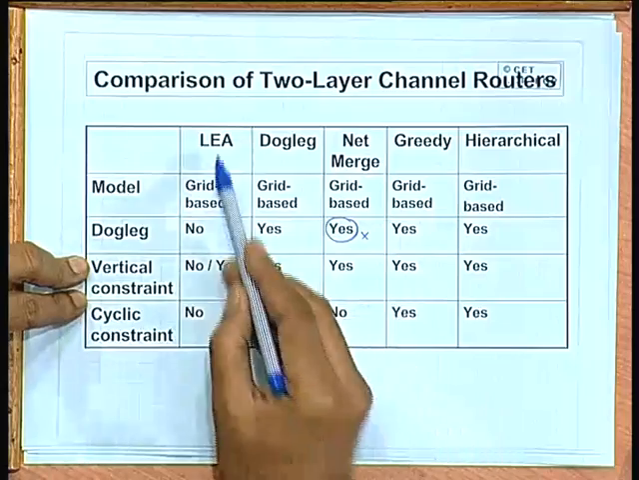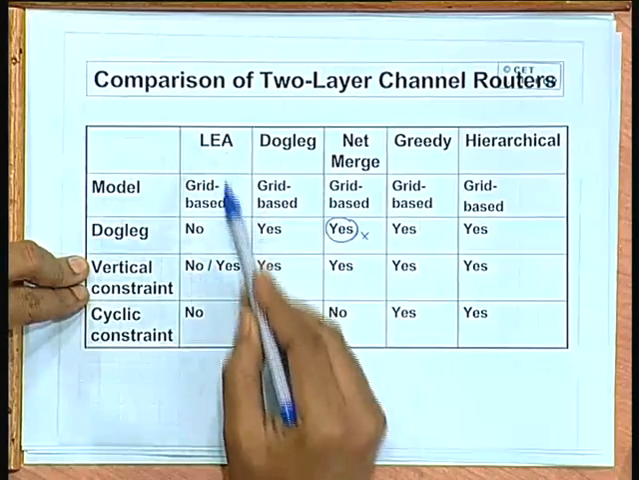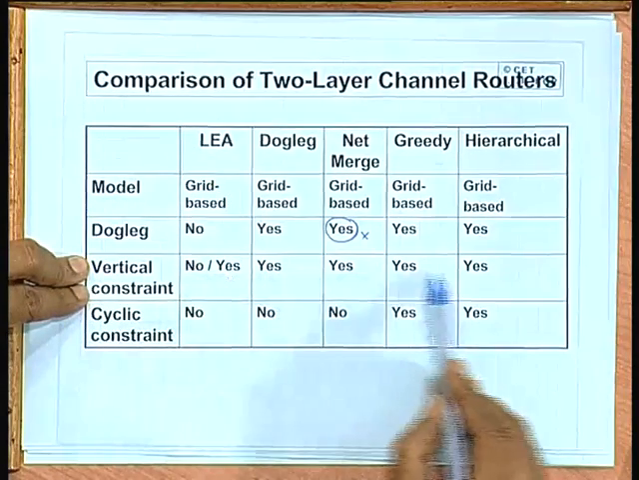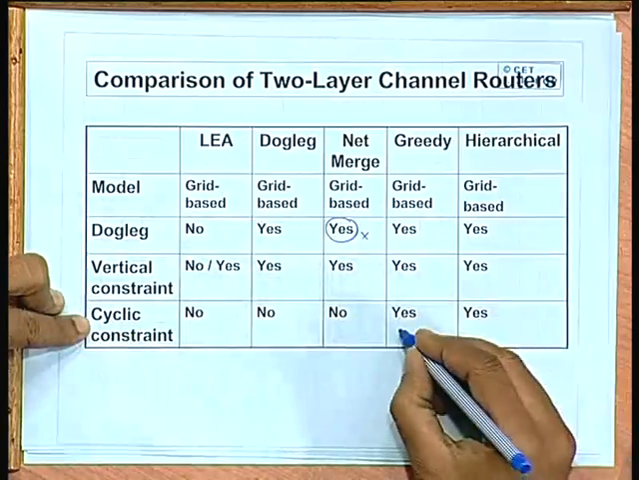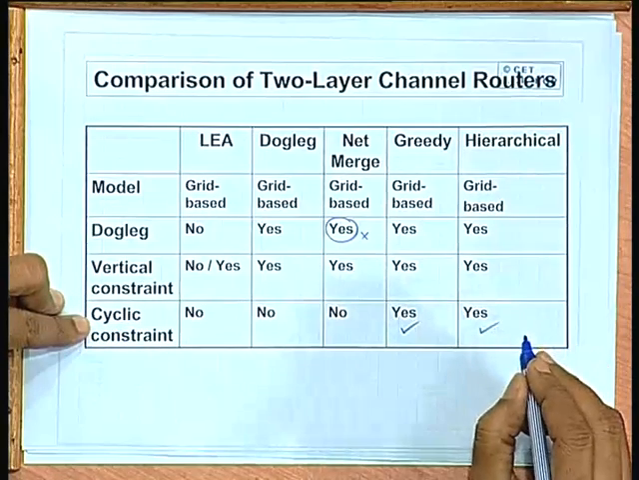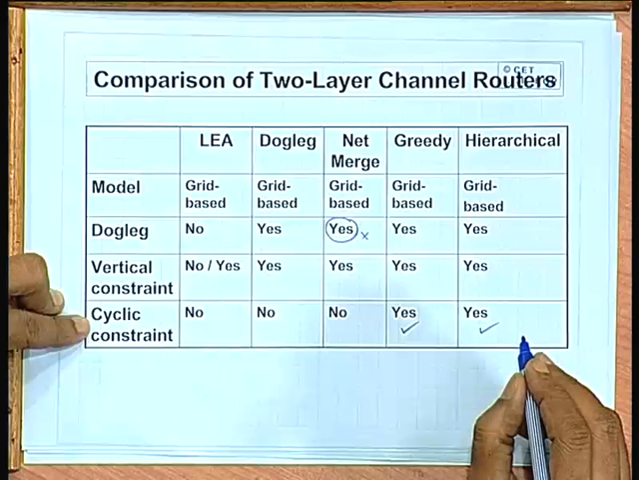Vertical constraints, the basic left edge algorithm does not have, but the modified version has, and all these methods can handle. But cycles in VCG, only the greedy and the hierarchical routers can handle, right. Okay.